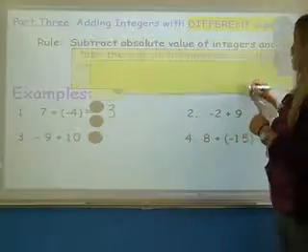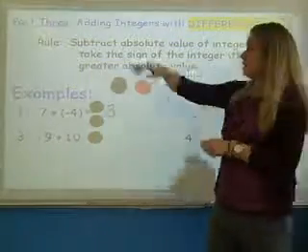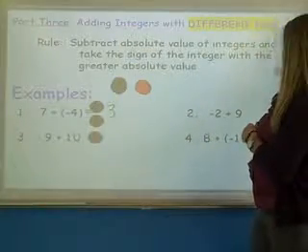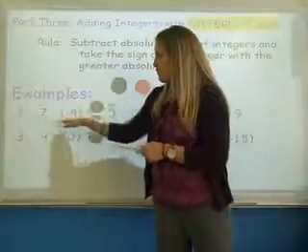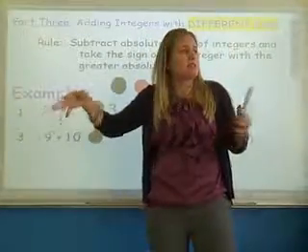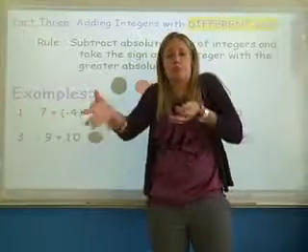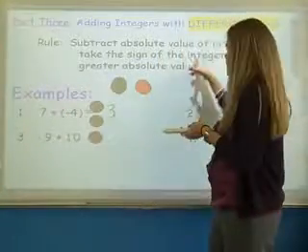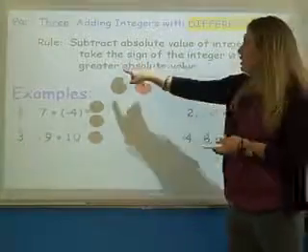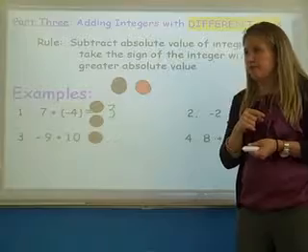Okay, that's the rule. Subtract the absolute value of the integers. So you're subtracting 7 and 4, you're getting 3. Even though we're adding integers, even though it says addition, you're subtracting because we have 2 different signs here. And take the sign of the integer with the greater absolute value.